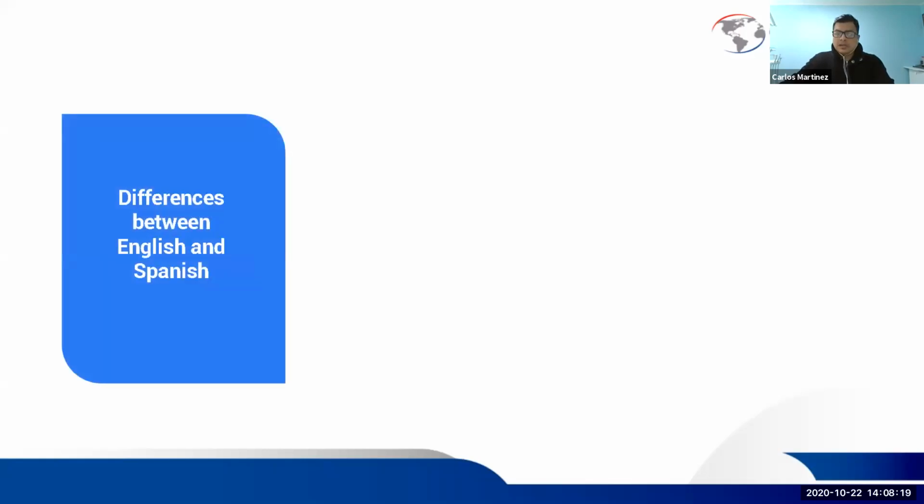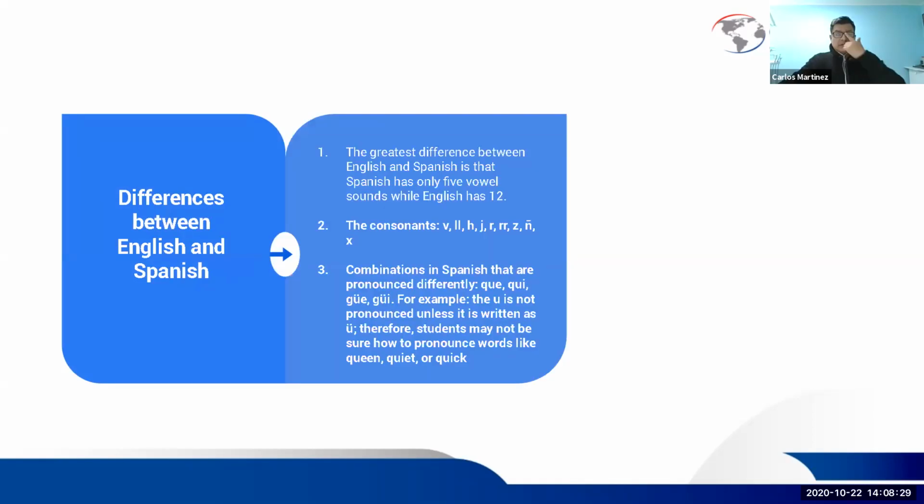Very good. Now, just as we mentioned similarities, we also have to mention some differences. What are some of the differences in Spanish and English? First, the greatest difference between English and Spanish is that Spanish has only 5 vowel sounds, while English has 12 sounds. This is one of the major differences.